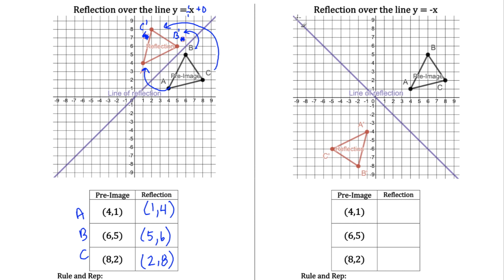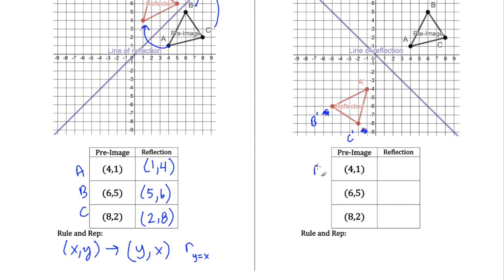And the line y equals negative x, let's flip over this. Let me make sure I label these right. I did the same thing here. This should be B prime. And this should be C prime. Okay, so this was A, B, C. So 4, 1 flipped over and became negative 1, negative 4.